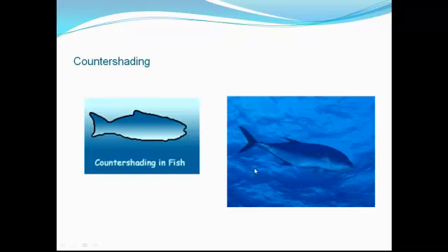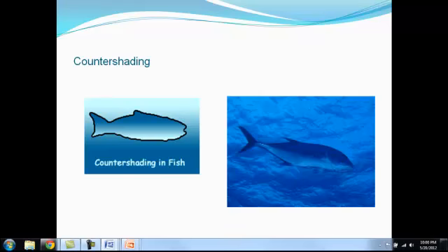Then we could go on to counter shading. Many fish are dark on top and light on the bottom. When seen from above, they disappear by blending in with the dark color of the depths of the water, and when seen from below, the light belly blends into the sky above.